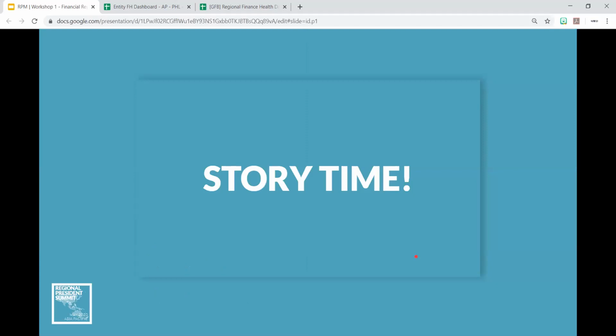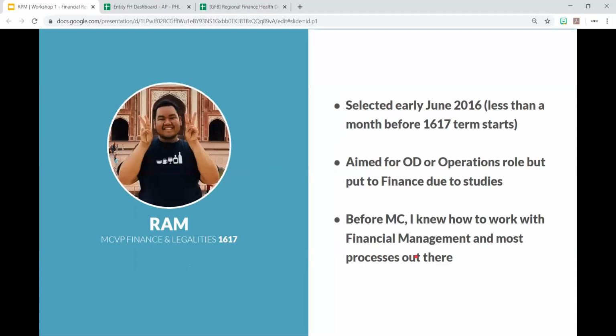But let's do a short time from experience, because I think this would be a good place to share what to do when it comes to reporting. So back then, this is me when I was MCVP Finance, term 17. I was actually selected in early June 2016, which is less than a month before the 16/7 term starts. Before, I aimed for an OD or operations role, but I was put in finance due to my studies.